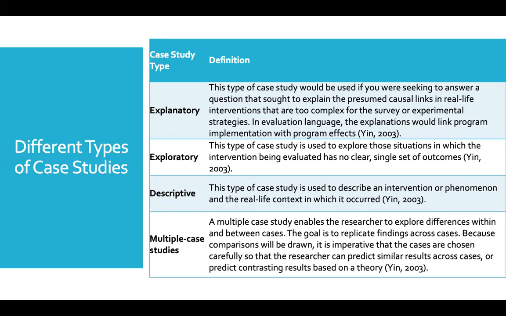If we talk in relation to evaluation, the explanation would link program implementation with program effect. So what in fact we are doing, some different kind of intervention, and what are the effects, what are the causes. If we do A, then B will happen. If we do C, then D will happen. So it's very much causal links.